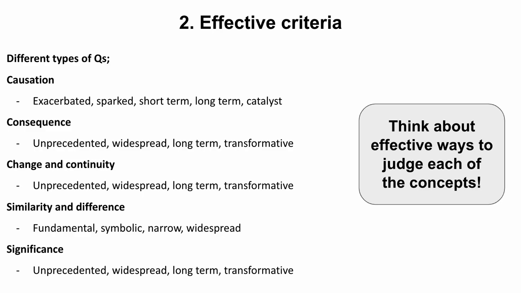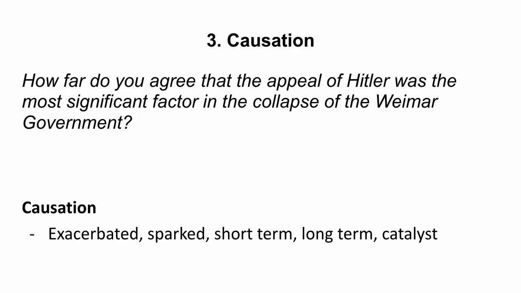So if you're still not quite with me, I've got an example for each one. So for example, let's start off by talking about causation. So here is a causation question. How far do you agree that the appeal of Hitler was the most significant factor in the collapse of the Weimar government? Now, it has the word significance in there, so I could see why some people might say this is a significance question, but really it's asking you about the collapse of the Weimar government, isn't it? And so it's a causation question. What caused the collapse, basically?